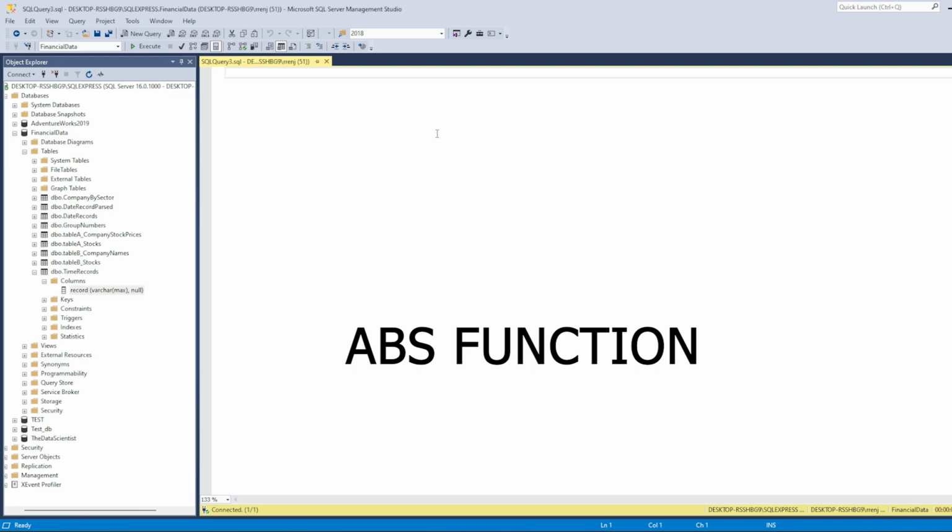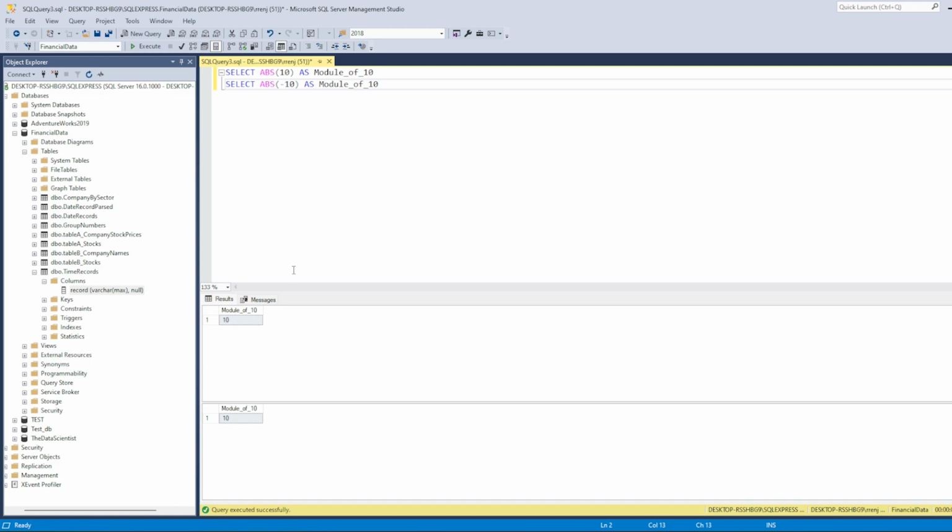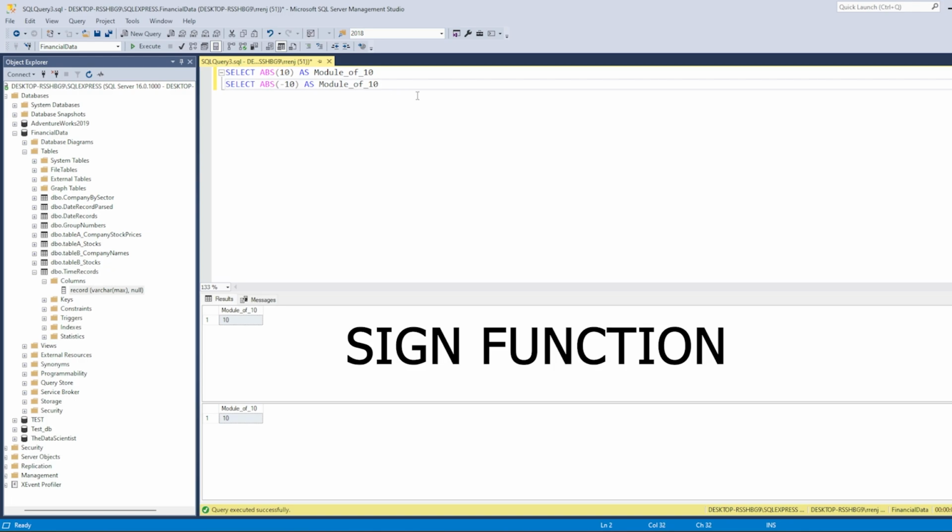as well as the sign function. So let's say we have select. Basically, you write select, like we used to do all the time, and then let's say absolute 10 as module of 10. I mean, the alias can be anything. And then absolute of minus 10. When you run this, you will get 10 and 10. The reason being, the absolute function makes the numbers, whatever sign they are in, into a positive value, right? In a similar way, we have the sign function as well.